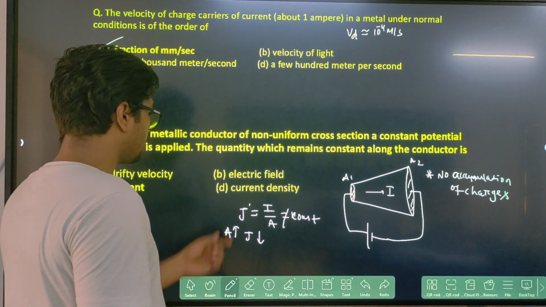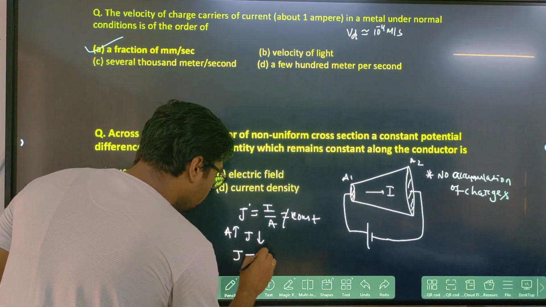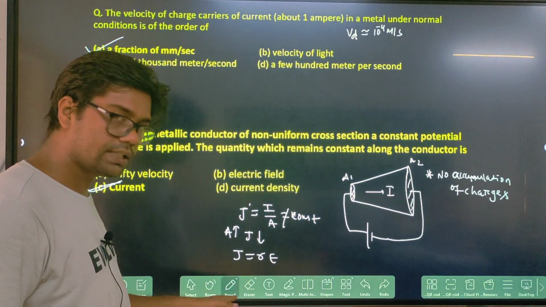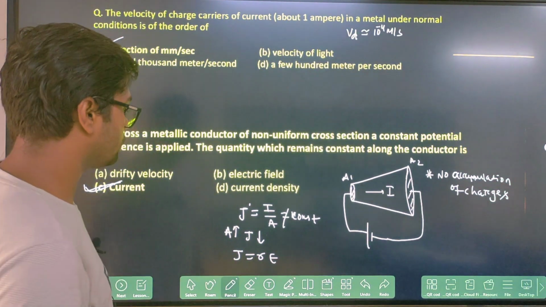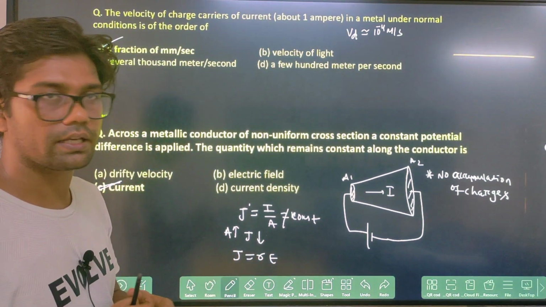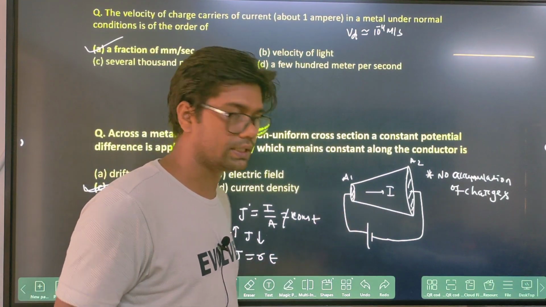Now let's talk about the electric field. You know that J equals sigma E. If the current density is decreasing, then the electric field is also decreasing, right? So the electric field is again not constant here. Here the electric field is not constant, it keeps changing.